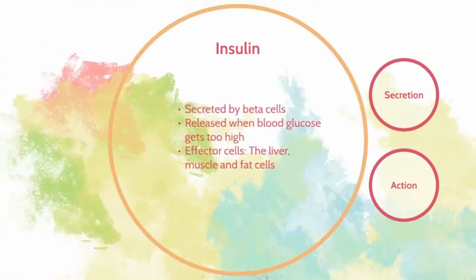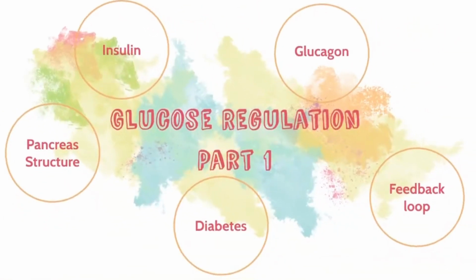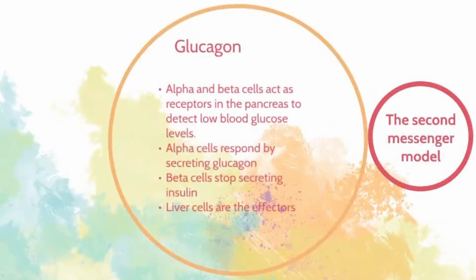So glucagon works in the opposite way to insulin. Glucagon is released when the blood sugar levels get too low. As we said earlier, we need to have enough glucose in our blood to allow respiration, so glucagon is there to make sure that it stays as high as it needs to be. As I said earlier, the alpha cells in the islets of Langerhans are what produce the glucagon.